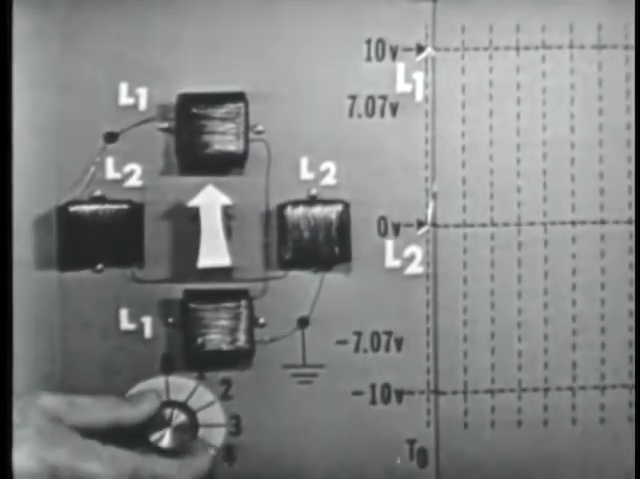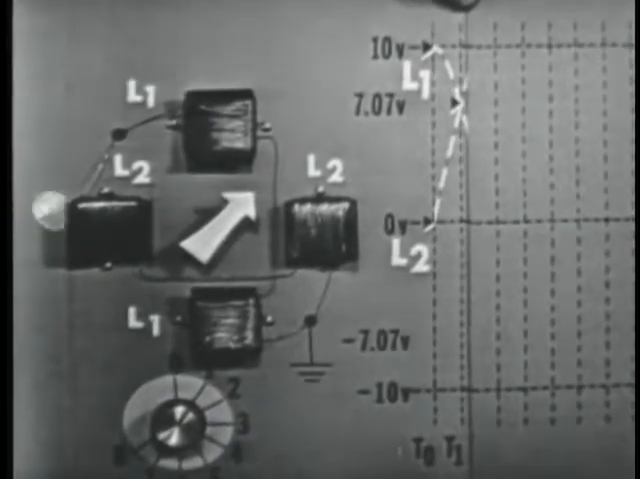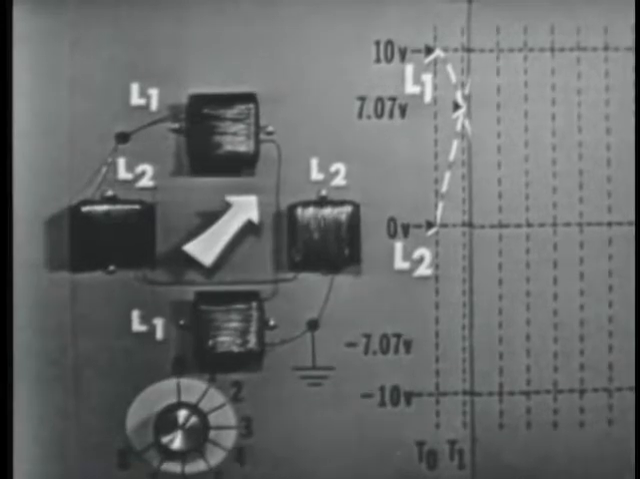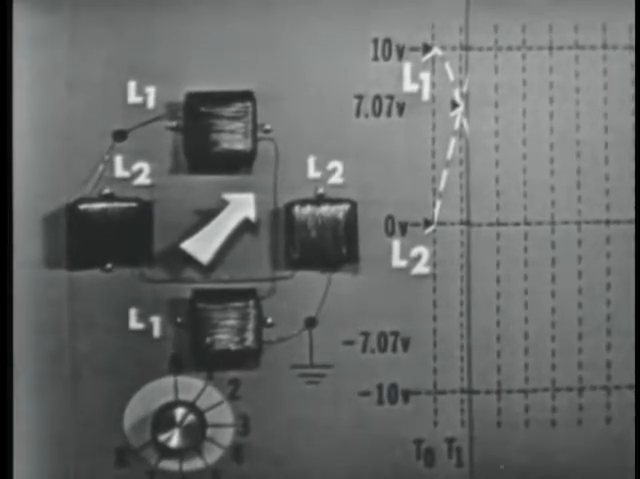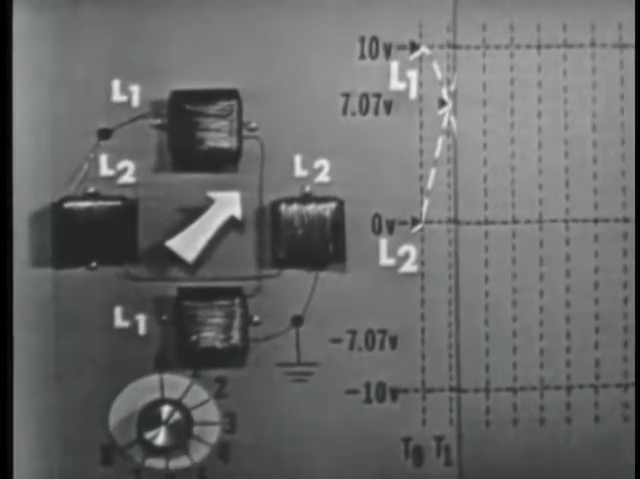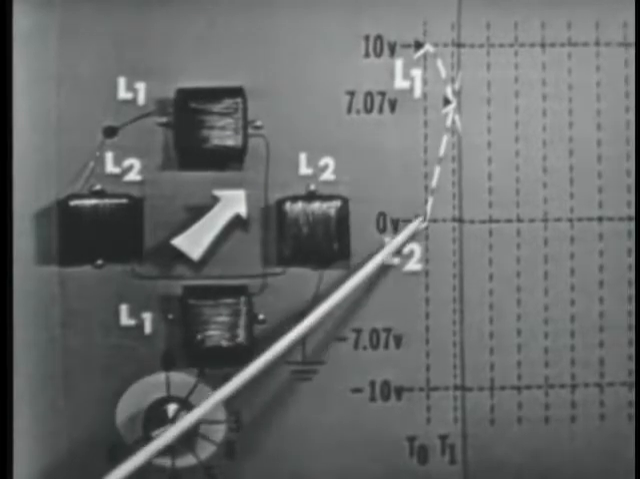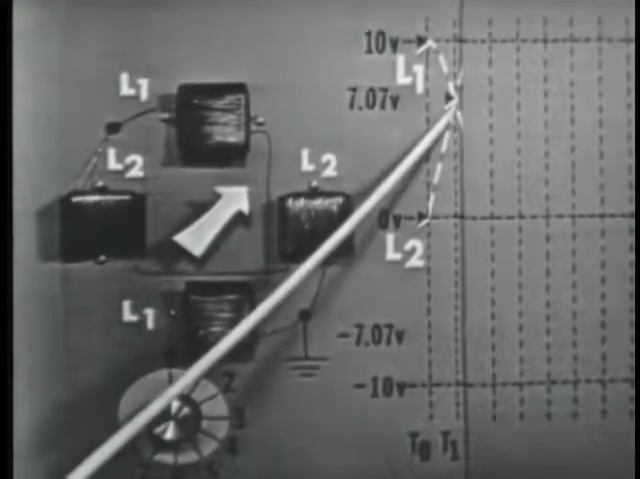All right, switch it to time 1. There we go. Now, at time 1, the pointer is indicating 45 degrees. Now, this tells us that both coils must now have voltage applied to them. The voltage on L1 has dropped to 7.07 volts, and the voltage on L2 now has risen to 7.07 volts.